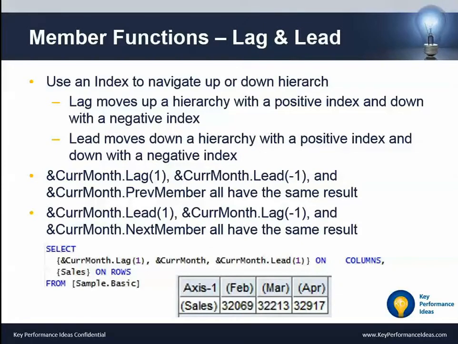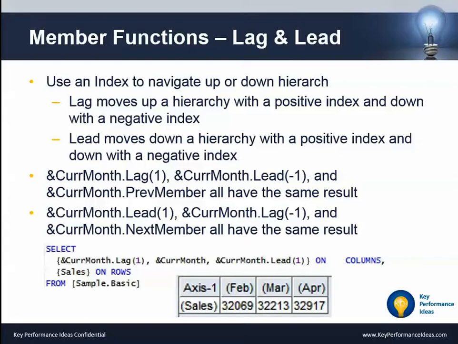So current month lag 1, current month lead -1, and current month previous member all have the same result. And then the exact inverse of that, you have the current month lead 1, the current month lag -1, and your current month next member all have the same result. The positive to your lag and your lead is that you don't have to just go one member. Previous member is only going to take you one member. Next member is only going to take you one member, whereas this allows you to use that index to travel up and down that hierarchy as you need to.